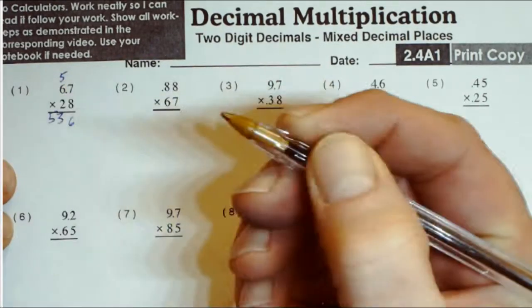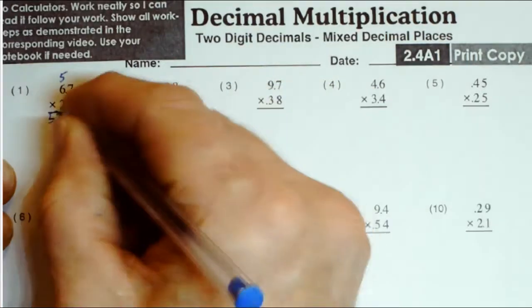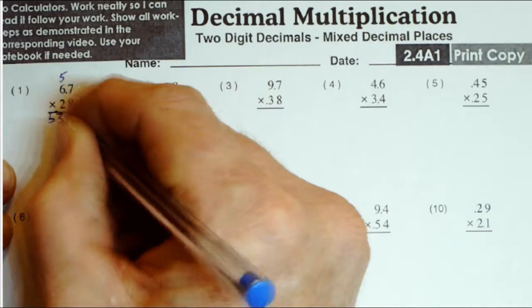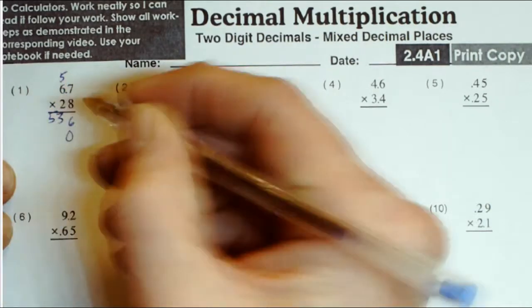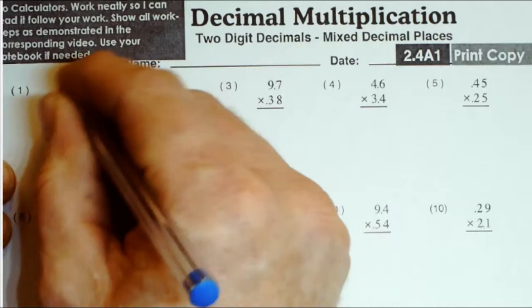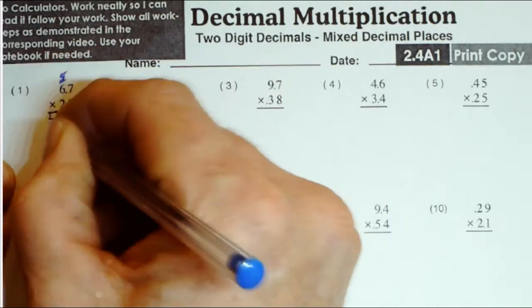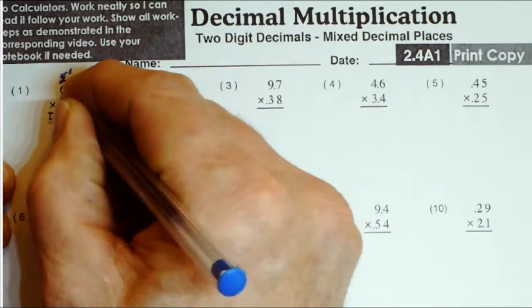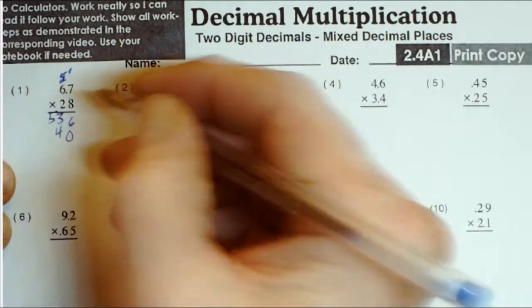Now, before you can multiply by the 2, you have to put a 0 down because you're actually multiplying not 2 but 20. It's in the tens position. 2 times 7 is 14. I'm going to just cross this off so you don't get confused. 2 times 7 is 14. Put a 1 up. 2 times 6 is 12 plus 1 is 13.